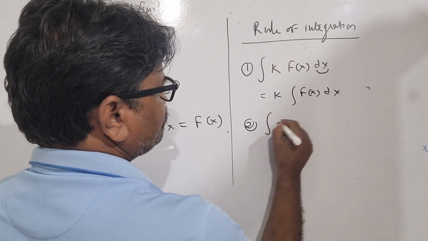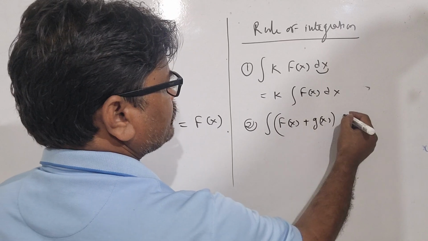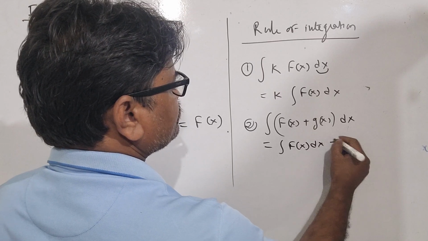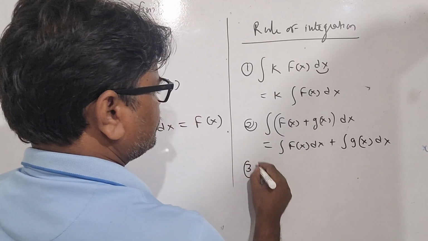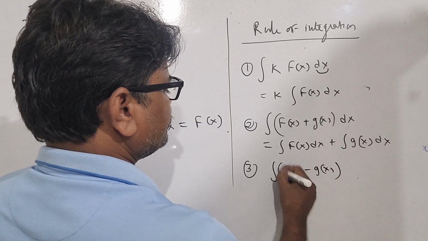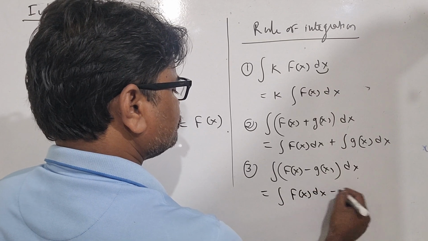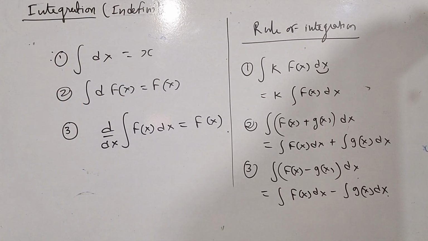The second rule is, if I want to integrate the sum of two functions with respect to x, then this can be written as the integration of f(x) dx plus the integration of g(x) dx. And the third one is that the integration of f(x) minus g(x) with respect to x is the integration of f(x) dx minus the integration of g(x) dx. So these are the rules of integration.